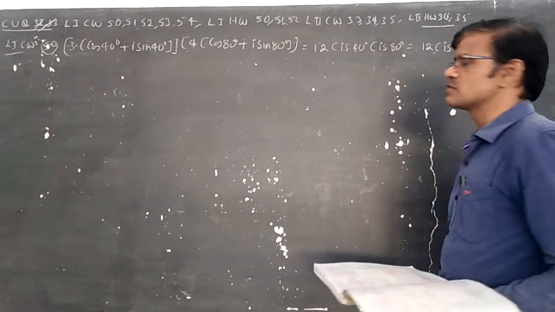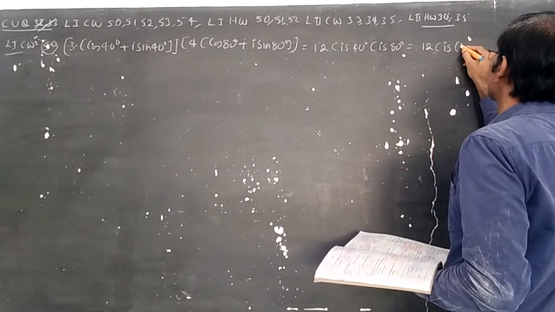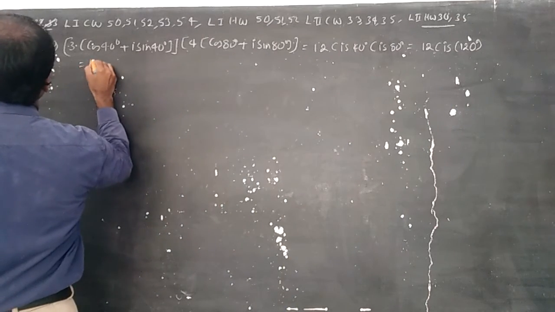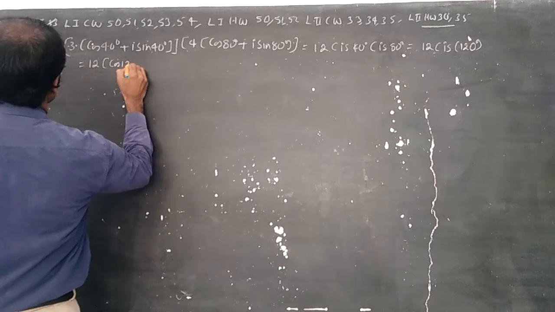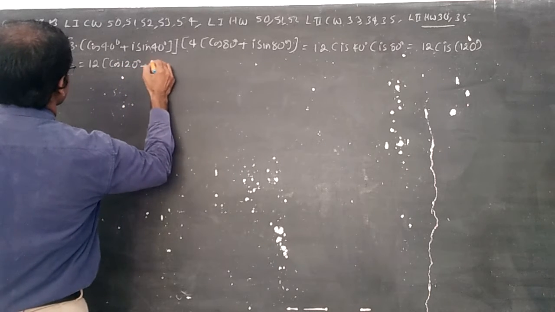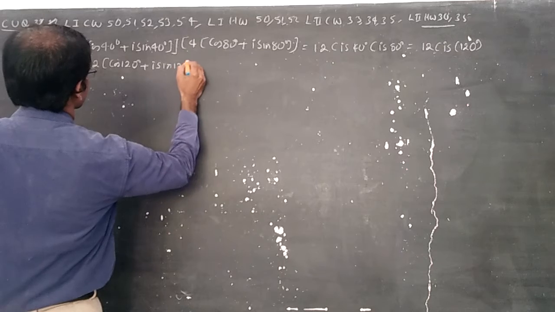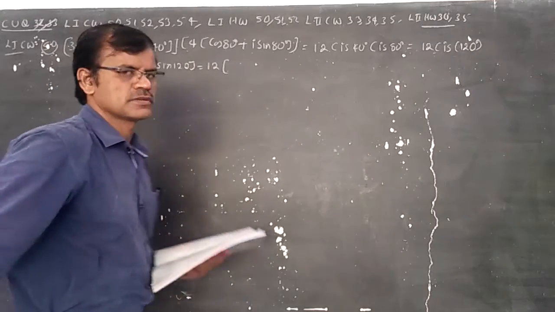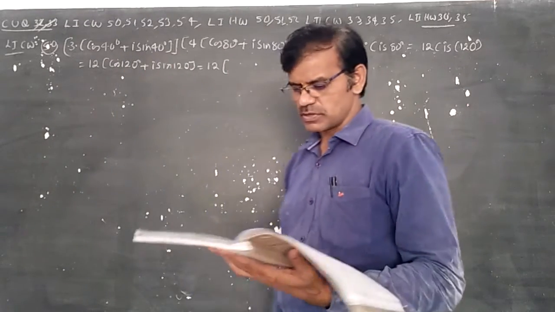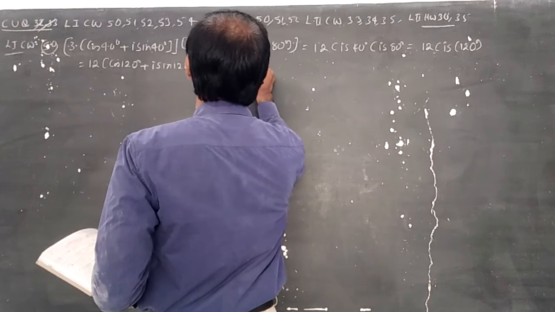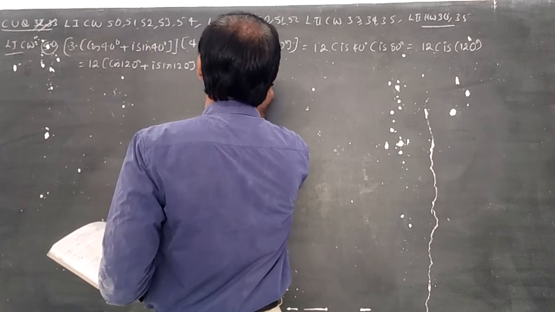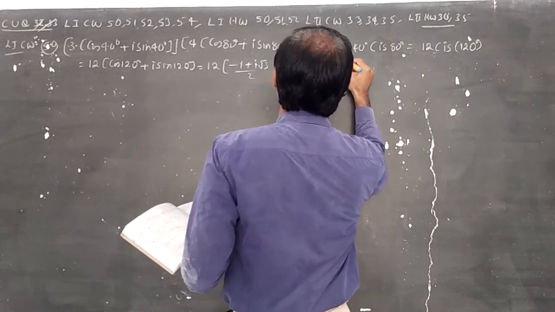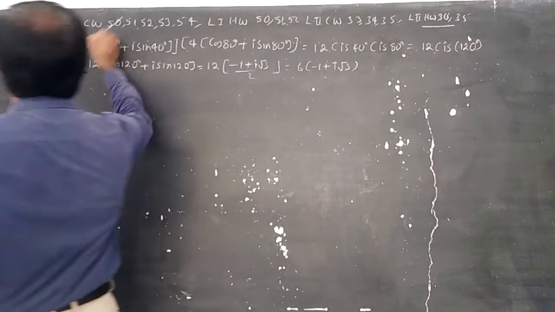cis theta 1 into cis theta 2 formula gives cis of theta 1 plus theta 2. So 40 plus 80 becomes 120. That is equal to 12 into (cos 120 plus i sin 120). That is equal to 12 into omega, that is, minus 1 by 2 plus i root 3 by 2. That is equal to 6 into (minus 1 plus i root 3). Level 1 class work 50 completed.